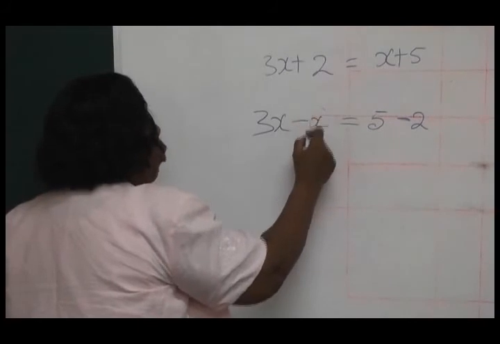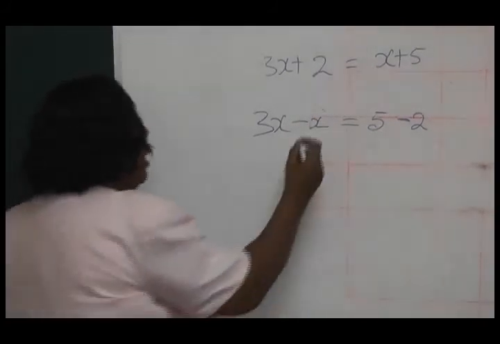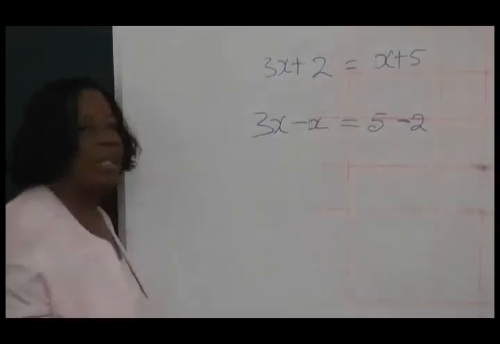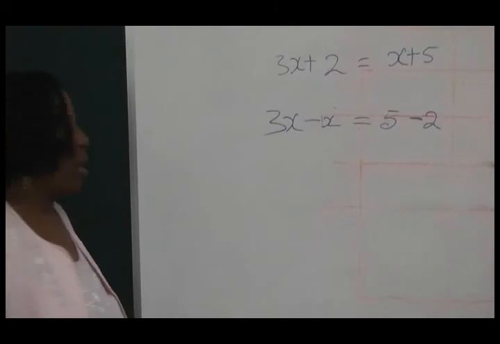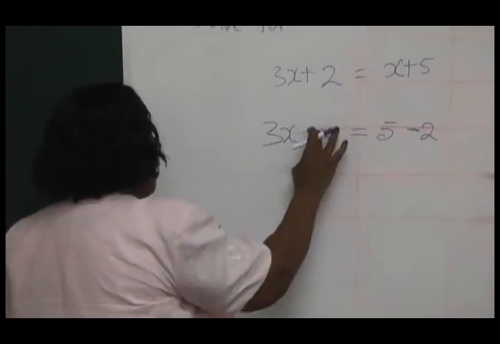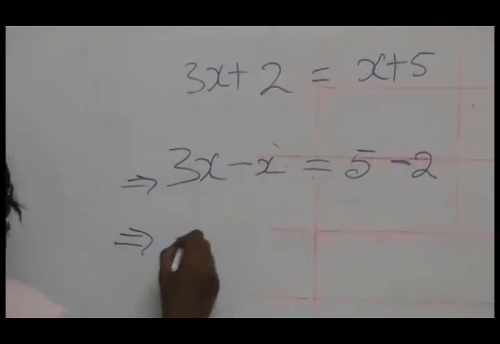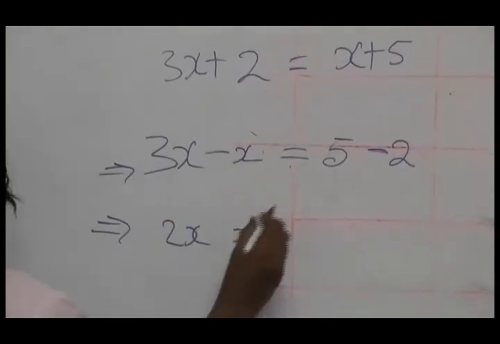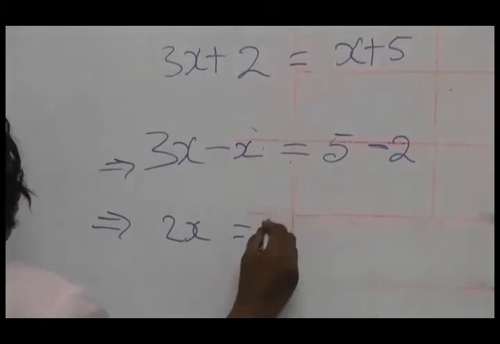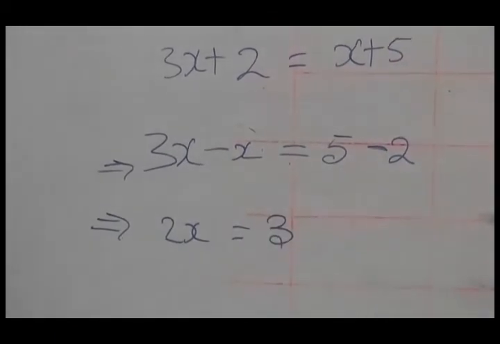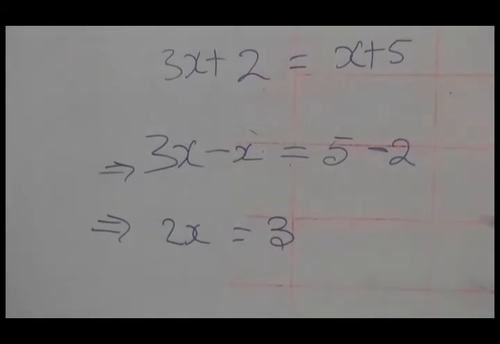So we don't want the 1. If an examiner sees a child writing a 1 here, you know that's not a mathematician, is it? Right. So you're just writing minus x. So here this would now give us 2x, and it's now equal to 5 minus 2, which gives you 3. We don't want 2x, we want 1x.